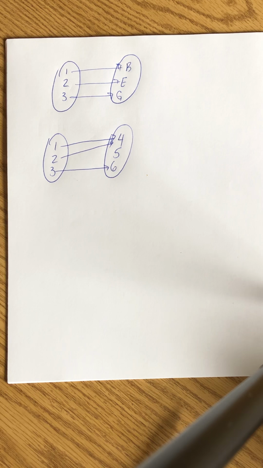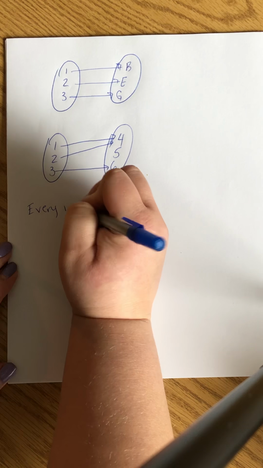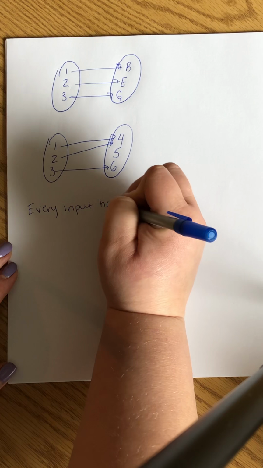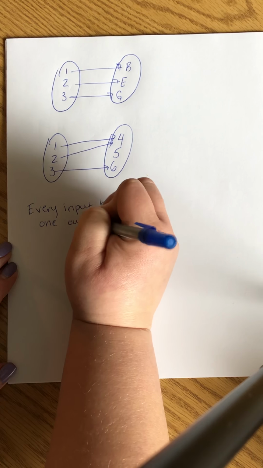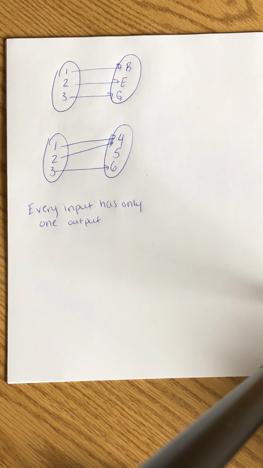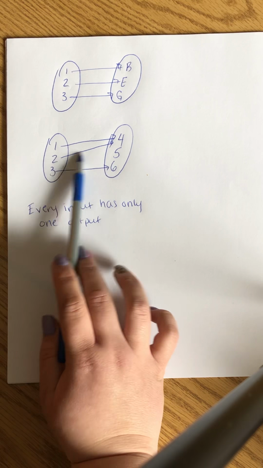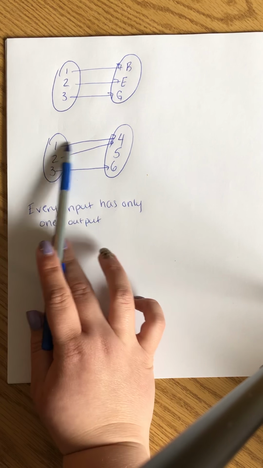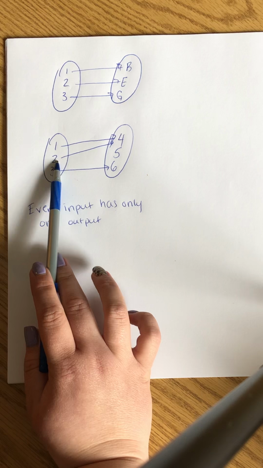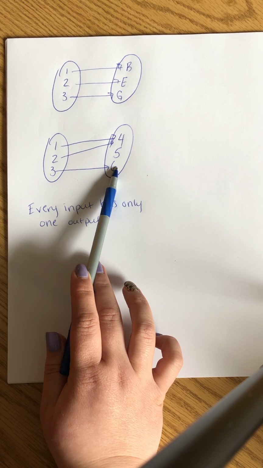And I want you to remember that to be a function, it only says that every input has only one output. So if I look at each of these inputs, do they only have one output? So does 1 only have one number it goes to? Does 2 only have one number it goes to? Does 3 only have one number it goes to?